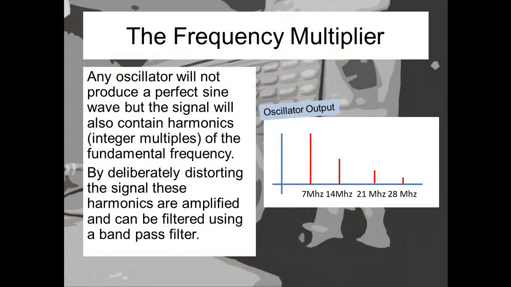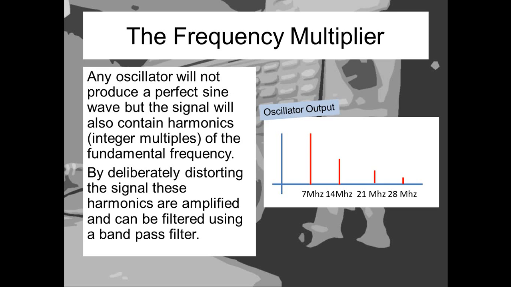Okay, so for the frequency multiplier, basically any oscillator that you create will not produce a perfect sine wave, it will also contain something called harmonics. Now harmonics are integer multiples of the fundamental frequency. So for example, if we had a 7 megahertz oscillator, then it would also produce harmonics at 14, 21 and 28 megahertz.